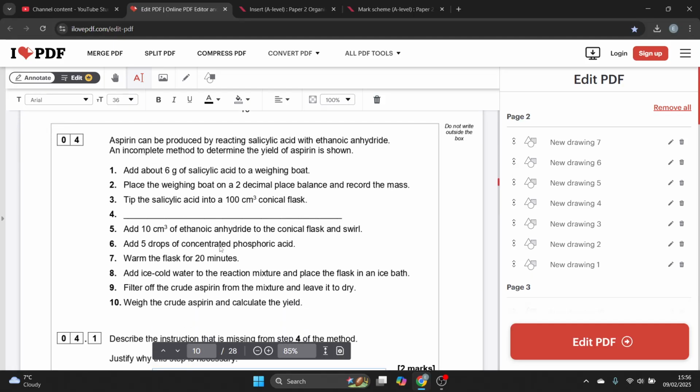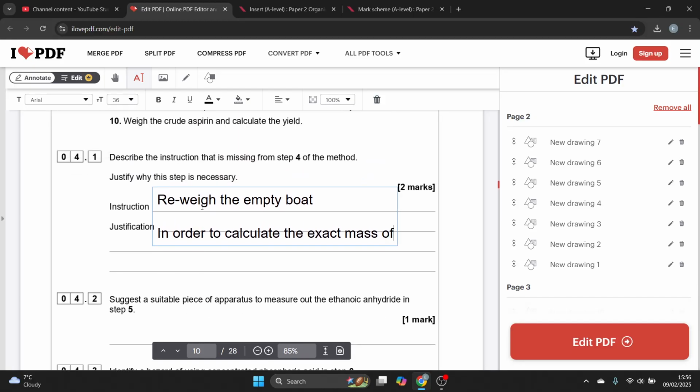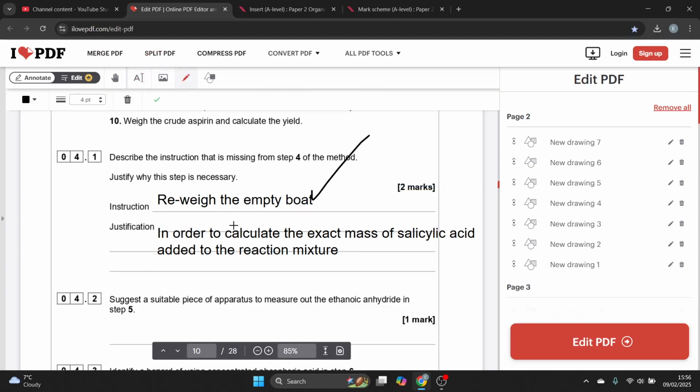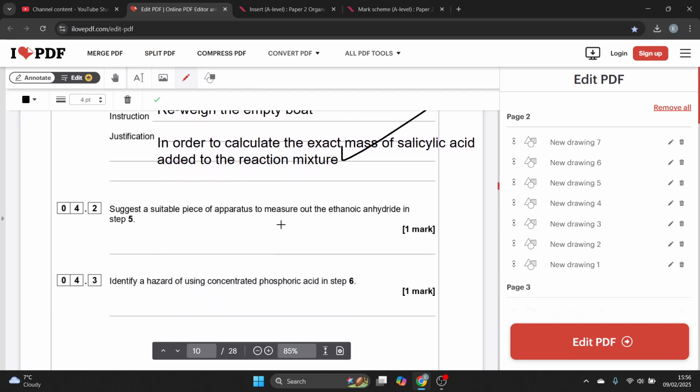Exact mass of salicylic acid, because that's grams. So exact mass of salicylic acid added to the reaction mixture. Reweigh the empty boat in order to calculate exact mass of salicylic acid added to reaction mixture. Then it says suggest a suitable piece of apparatus to measure out this in step 5.